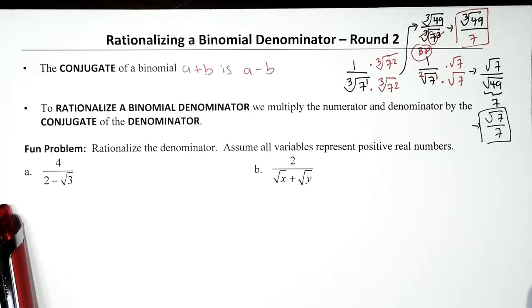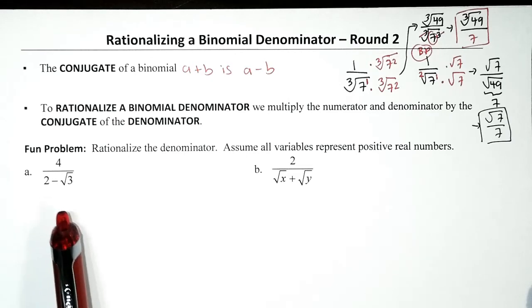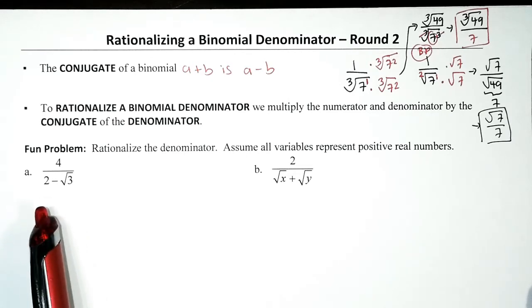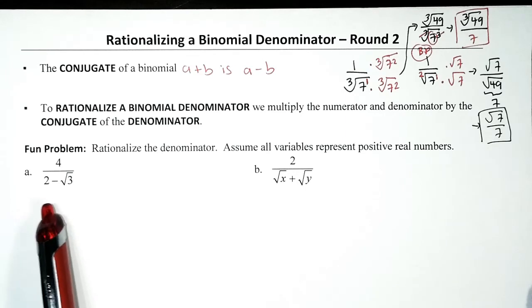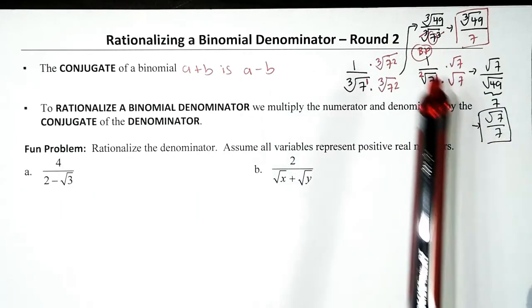So in problem A, we're trying to rationalize the denominator. So we're trying to make the denominator a rational number. In English, get rid of the radical. So what I'm going to ask myself, how many terms do I have? I'm going to cross my fingers. Please let it be 1. But in this case, we do not have 1. So we're not going to use the approach that we did in round 1.